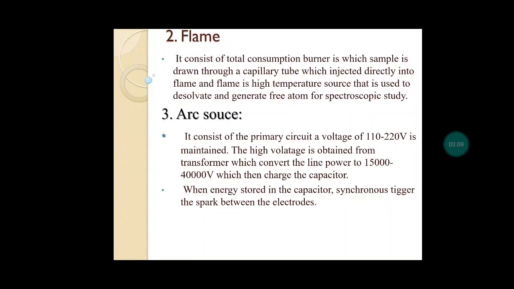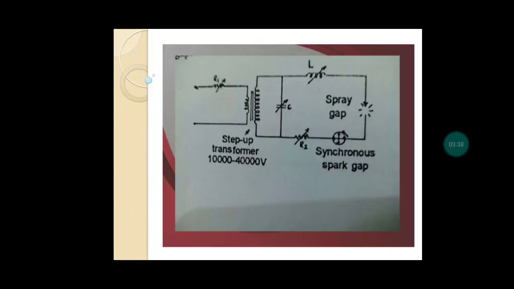It consists of a primary circuit where a voltage of 110 to 220 volts is maintained. Then high voltage is obtained from the transformer, which converts the line power to 15,000 to 40,000 volts, which charges the capacitor. Energy is stored in the capacitors, and a synchronous trigger sparks between the electrodes. See in this diagram the transformer, synchronous gap and spark gaps. The transformer setup is 10,000 to 40,000 volts. See in this diagram.